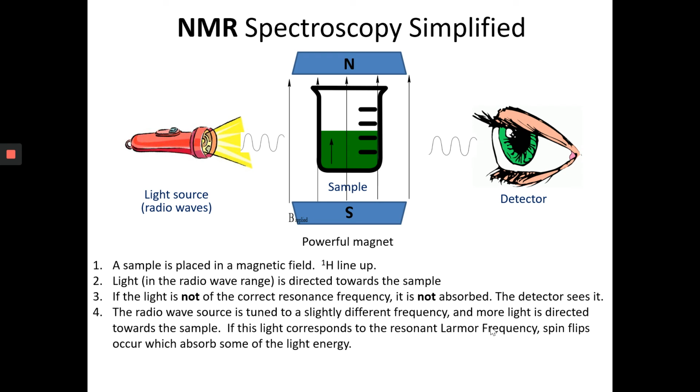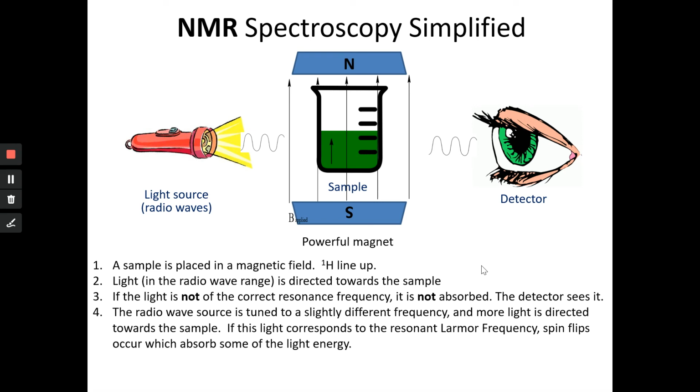What we're going to do now is tune our radio wave source. So we're going to adjust it so now it's actually emitting a slightly different type of radio wave. Radio waves have slightly different frequencies, and we're going to see if those react, right? They might pass through, still nothing happens, so we adjust it some more. Nothing happens, we adjust it some more. Eventually, if we keep adjusting it, we're going to get to the resonance frequency.